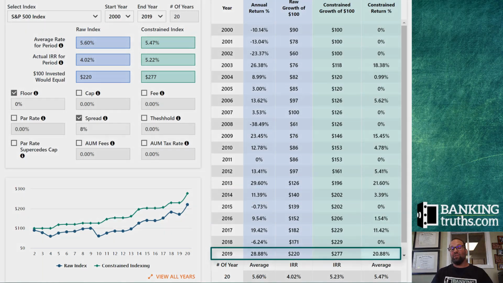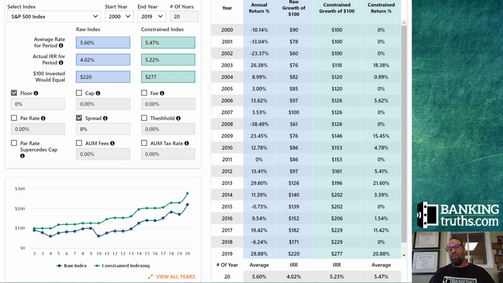Now, thankfully, in 2019, you can see we really hit a nice home run there. Maybe not a home run, but at least a good solid triple, to where it brings the average of the whole study period up to 5.47. However, things were lagging there before that, as we'll see in just a moment.